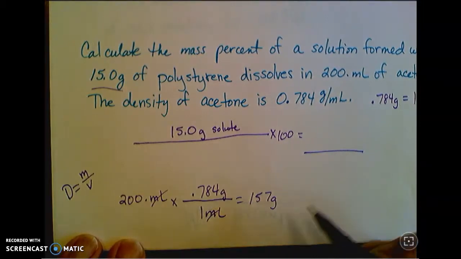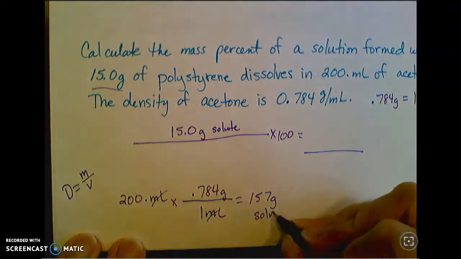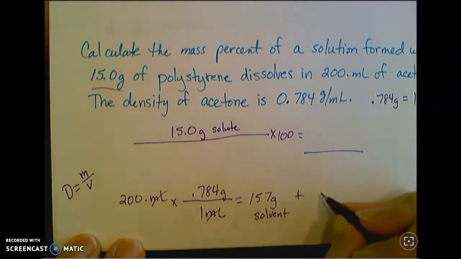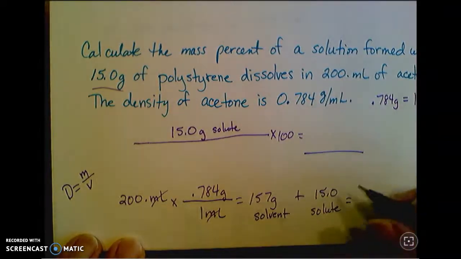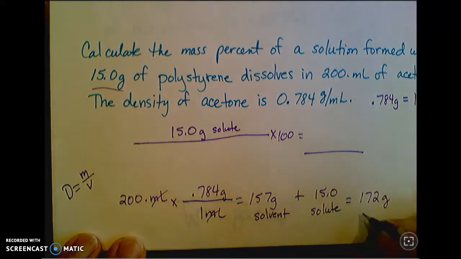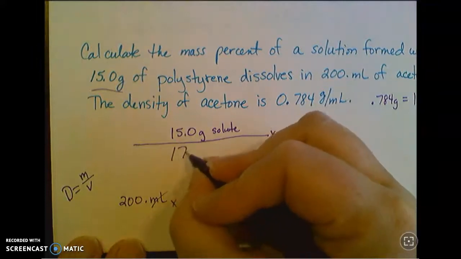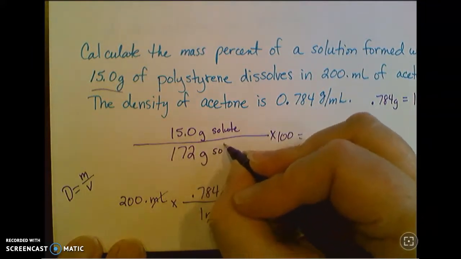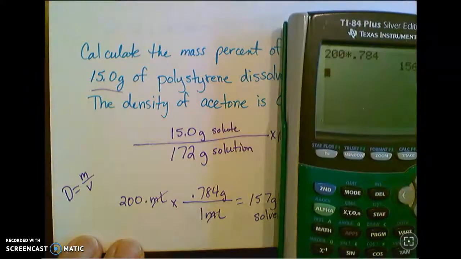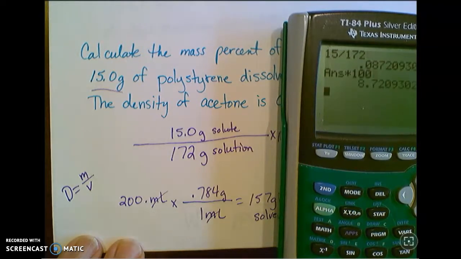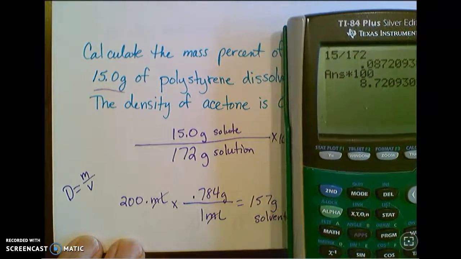grams. So that's my solvent plus the 15 grams of solute gives me what, 172 grams of solution. So that's what goes on the bottom of that calculation. And then just a matter of doing the math. 15 divided by 172 times 100, 8.72%.